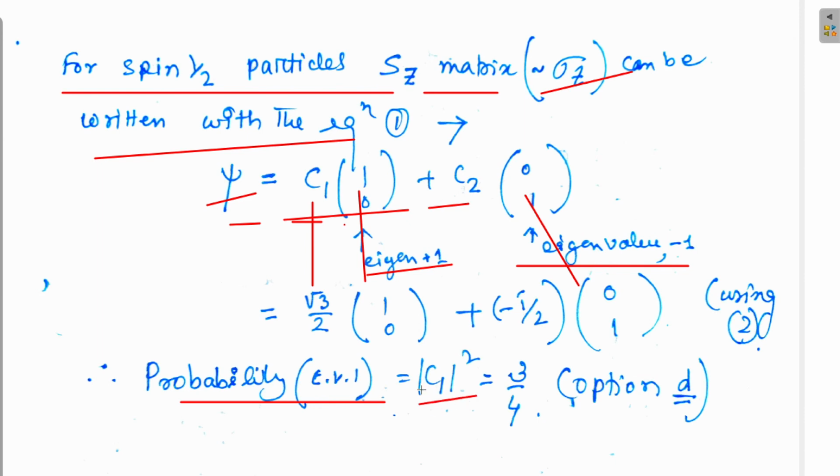This can be simply given by mod of C1 whole square. The value of C1 is root 3 over 2. So this is given by 3 over 4. Therefore, option D is the correct answer. Thank you.